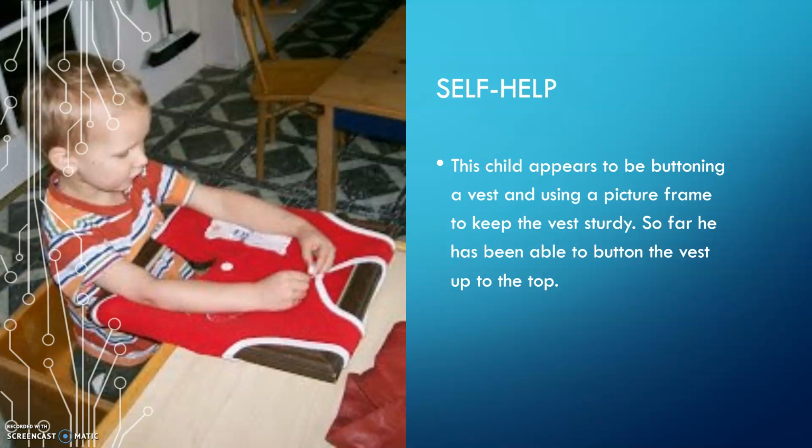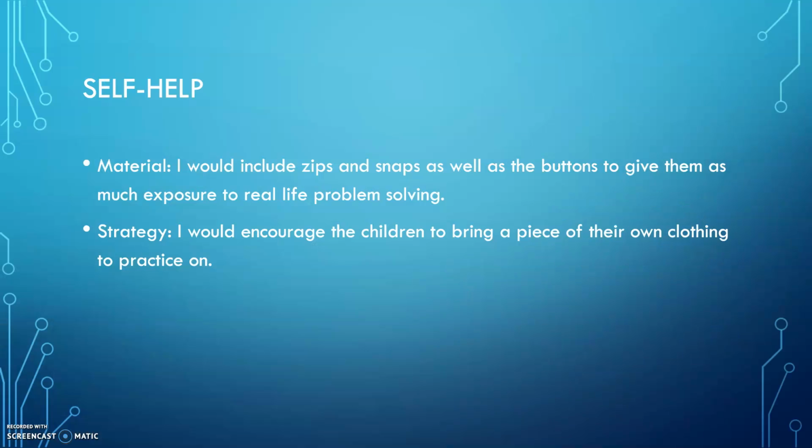Self-help. This child appears to be buttoning a vest and using a picture frame to keep the vest sturdy. So far, we can tell he has been able to button the vest up to the top. Self-help material. I would also include zips and snaps as well as the buttons to give them as much exposure to real-life problem-solving. Strategy. I would encourage the children to bring a piece of their own clothing from home to practice on.